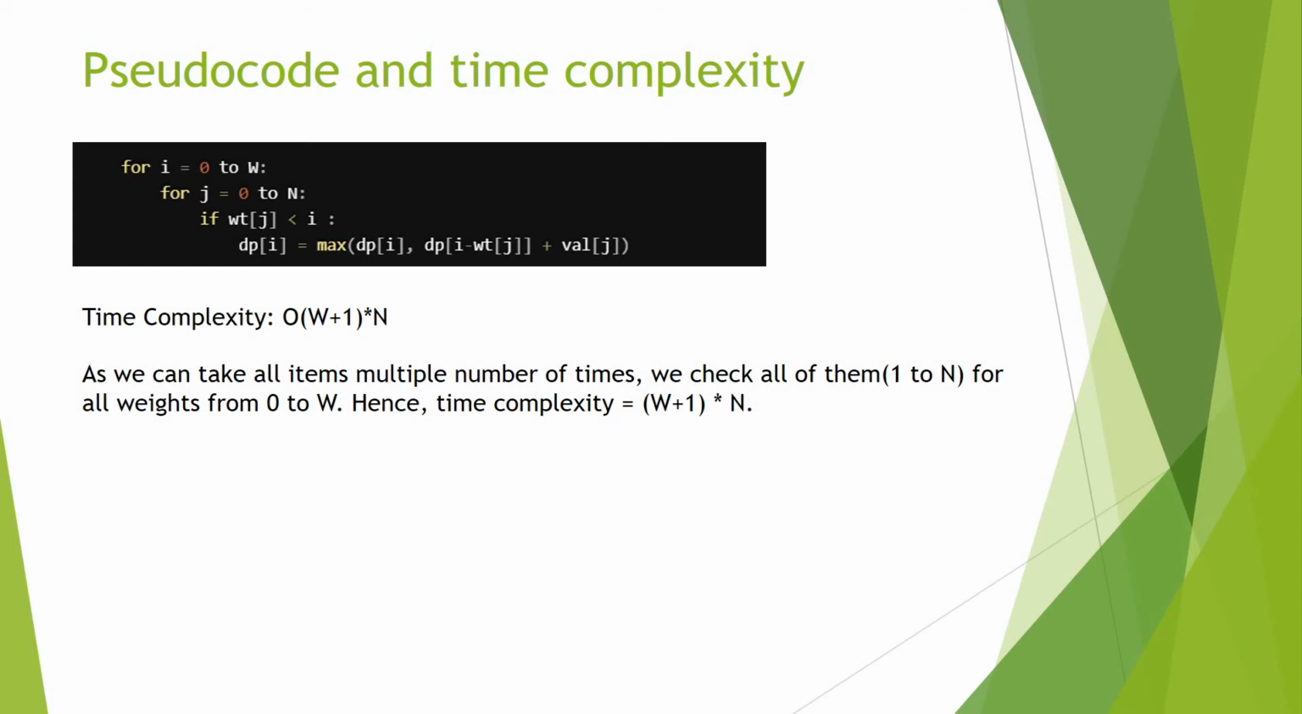Okay, so the time complexity will be O((W plus 1) times n), but let's see how we are getting this time complexity. As we can take all items multiple number of times, we check all of them from 1 to n. So we are checking all of these items from 1 to n for all weights from 0 to the maximum weight capacity. Hence the time complexity becomes O((W plus 1) times n).